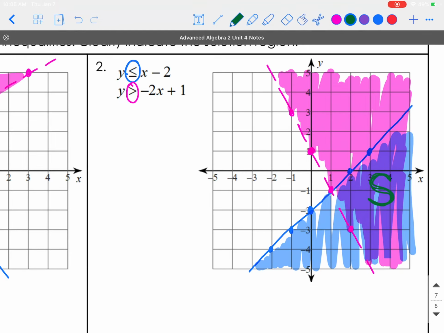And my solution is where they overlap. So make sure you mark that really good with an S. You will get points marked off if you do a solid line versus a dashed line. You have to look at all of those parts. Everything like that is important.